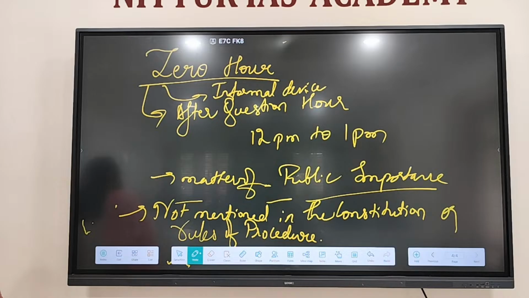And this one has existed since 1962. This 0 hour has been used since 1962. It is not mentioned in the constitution. It is not mentioned in the rules of procedure book also. It is just an informal device that they are using for running the democracy. Just write down all this.